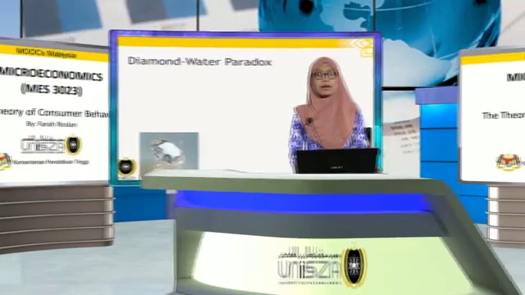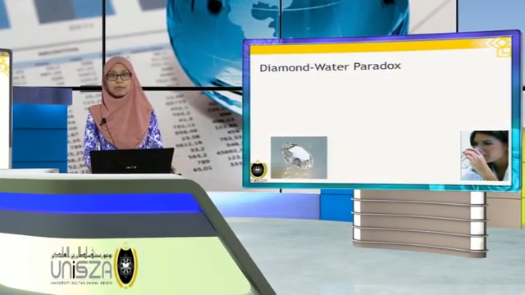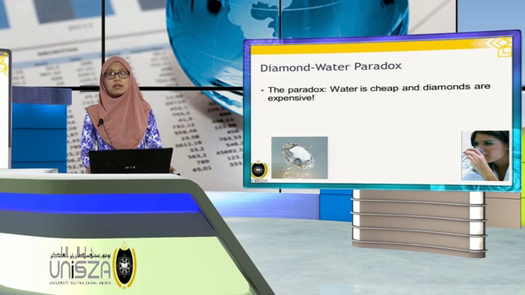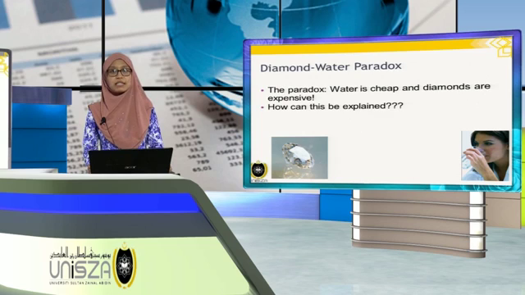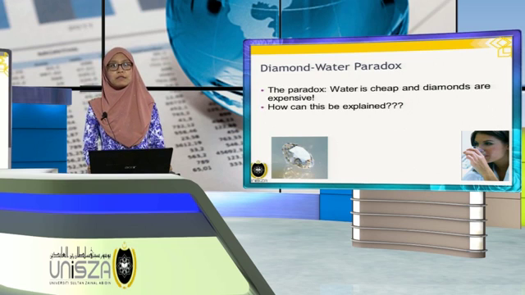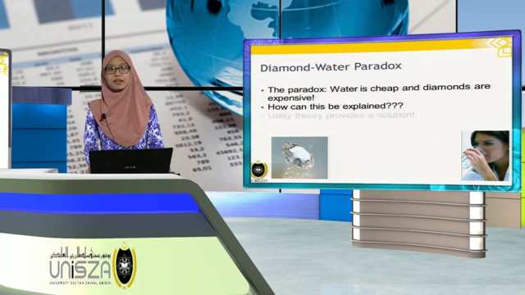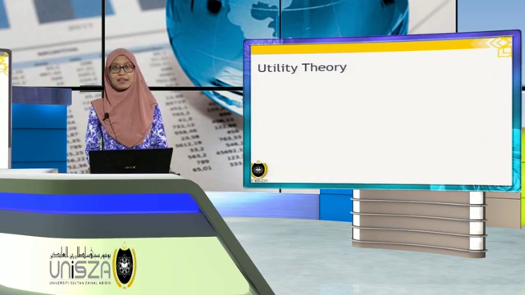Let's take a look at the diamond-water paradox example. As we know, water is very cheap, we can get drinking water for as cheap as 70 cents, and meanwhile diamonds are so expensive. The observation is that things that have the greatest value in use sometimes have little value in exchange, and things that have little value in use sometimes have the greatest value in exchange. So how can this be explained? Utility theory provides a solution.